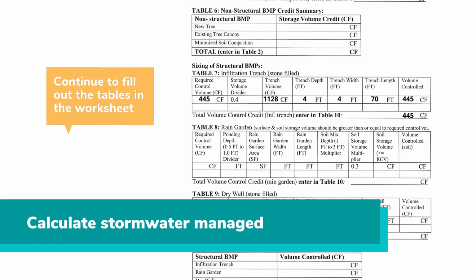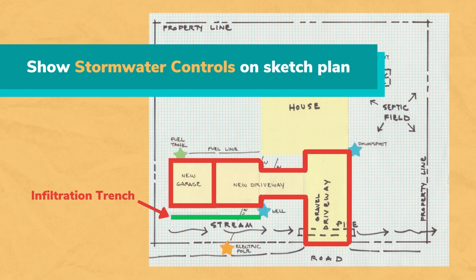Follow the instructions through the rest of the worksheets to fill out tables 3 through 9. These will help you find out how much stormwater can be controlled by the recommended best management practices. The tables and instructions in the worksheets help direct you to the best and easiest way to control stormwater on your property. The numbers you come up with are summarized in Table 6 of the worksheet and then added back into Table 2 for the final numbers that your municipality will need to see.